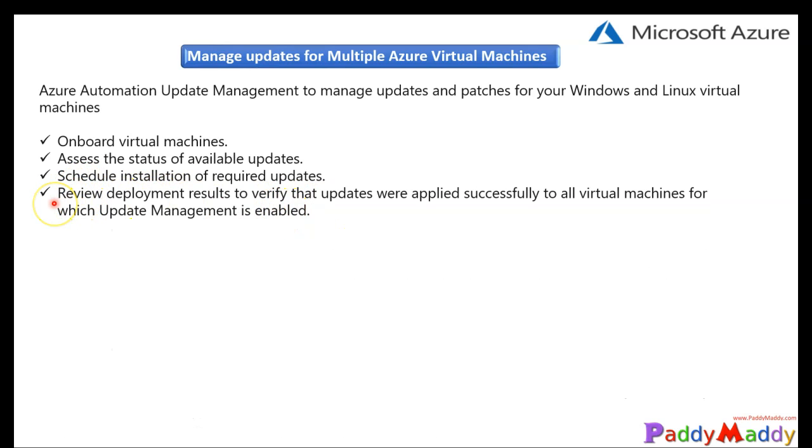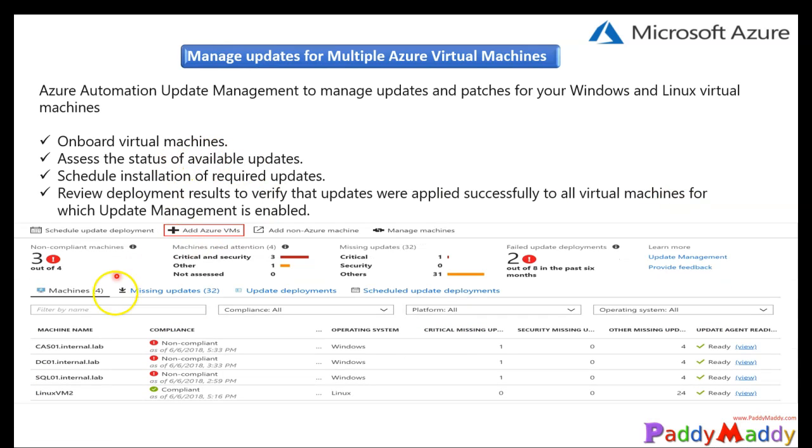So what would happen is, in the back end, the deployment results will be verified for the success of all the virtual machines which are enabled. Then you would get something similar to the screenshot presented on your screen. Here you see non-compliant or compliant for different operating systems, whether critical missing or security missing, all of that reported back to you as a consolidated view.